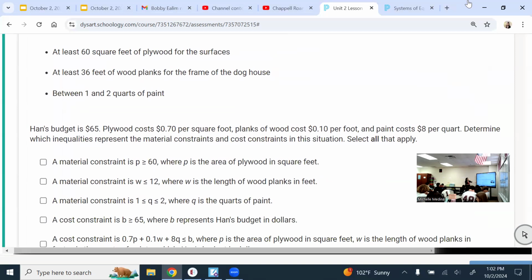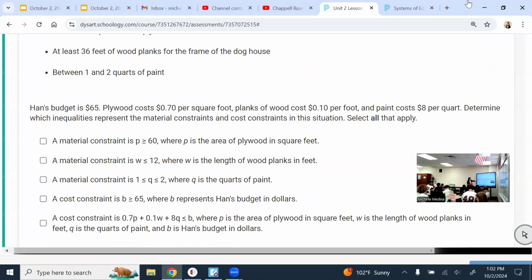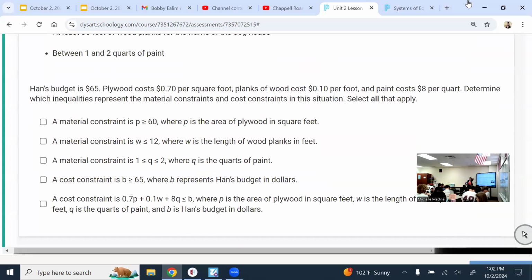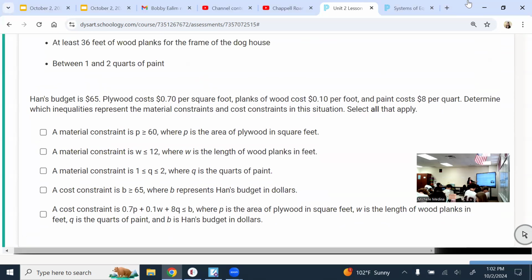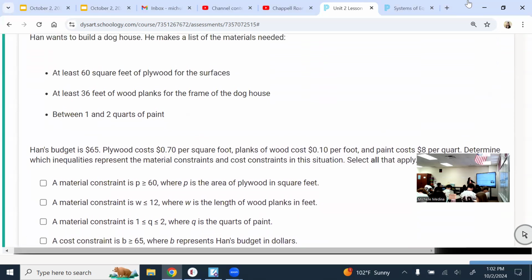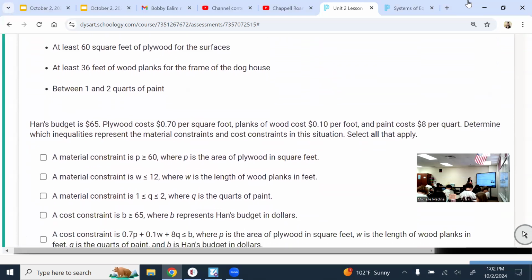But we need to pick the inequality that represents the material constraints and cost constraints in the situation. Another select all that apply. So again, when it's like that, I think it'd be easier to take your answers one by one and see, does it make sense? So for the first one, we have a material constraint is P greater than or equal to 60, where P is the area of the plywood in square feet. So reread it for the area of plywood in square feet.